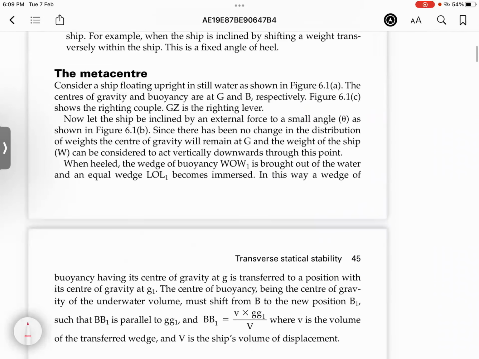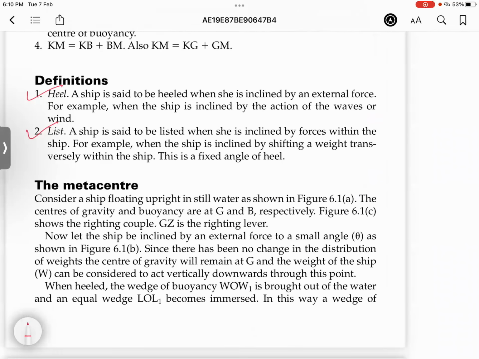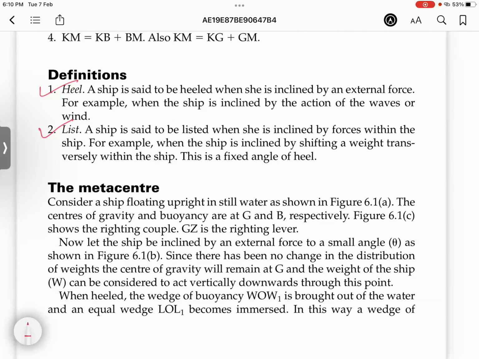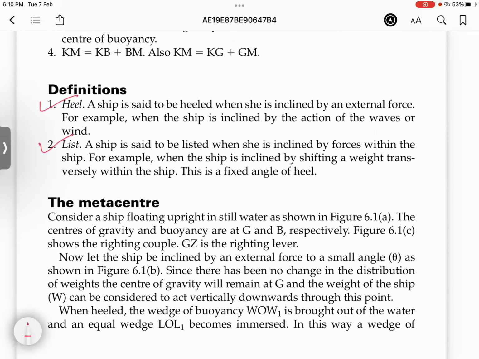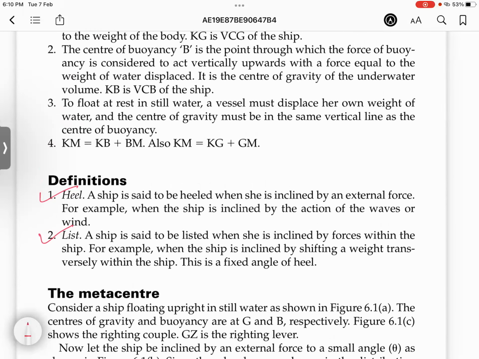Okay, this the basic definition, right? You can write this also. इसका screenshot लीजिए, heel and list, ये लिख लीजिए. Please take a screenshot of this one. This is heel and list. Sometimes they ask, what is the difference between heel and list? Heel जो होगा, that will be because of the external force like wind, waves, right?